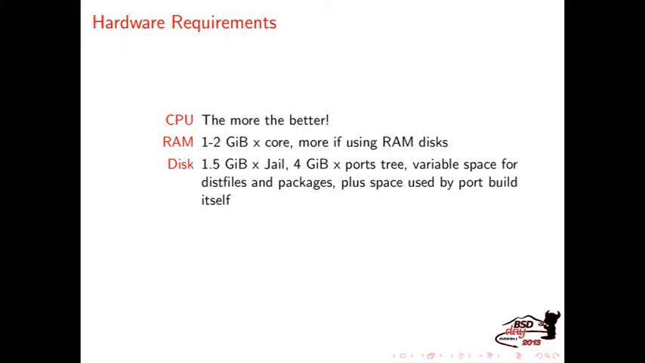The disk space requirements are taken mainly from the Poudriere website. 1.5 GB per jail is the space taken by the base system. The ports tree on ZFS especially takes a lot of space. You also need the space to keep the distfiles and the generated packages. It depends really on the set of packages you are building and how big they are. And also the space needed by the ports themselves to be built. Since Poudriere will build more than one port in parallel, you will need this space for each, and it can take quite a lot with big ports.